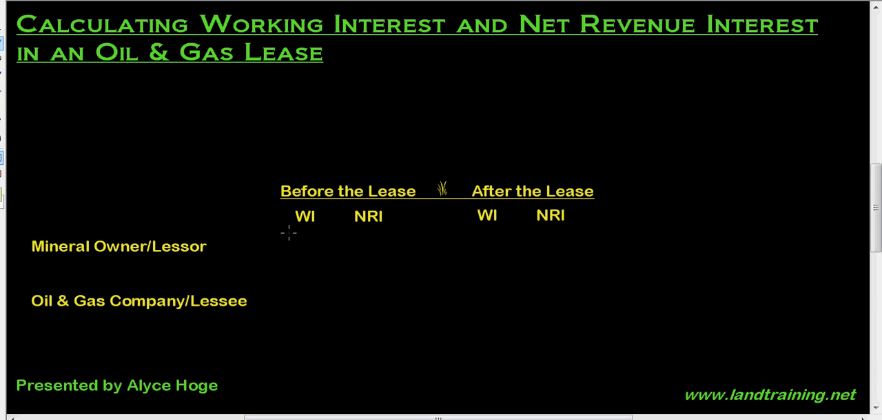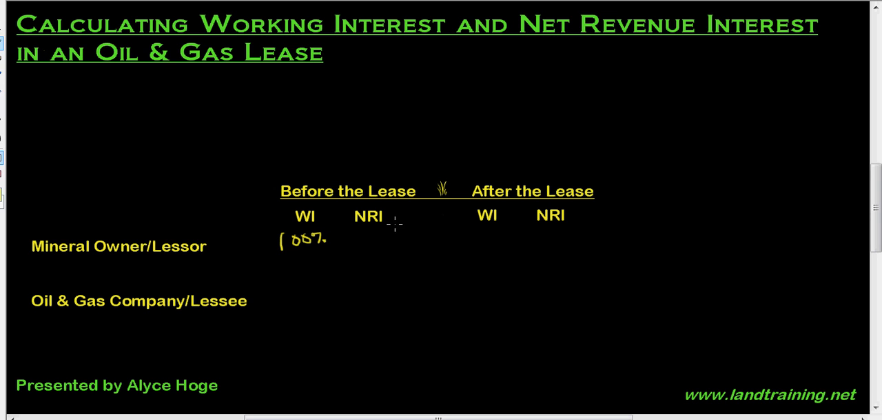But if a mineral owner decides that they want to drill on their own land, there's no oil and gas company involved, there's no oil and gas lease involved, that mineral owner has a 100% interest in the working interest in that property before there is a lease on the property. The net revenue interest means the working interest minus any burdens. That means minus any royalty payments or overriding royalty payments that you need to make, what we call the burdens.